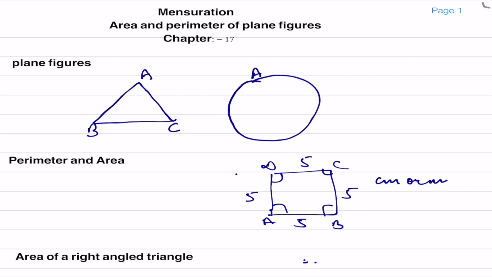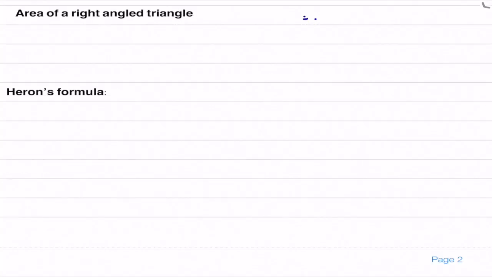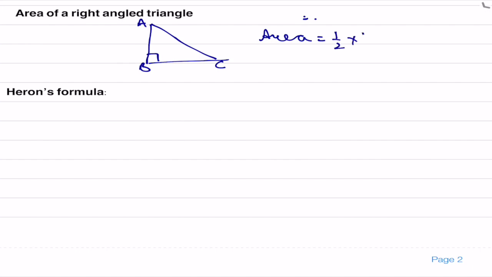Area of any plane figure is a measure of the surface enclosed by its boundary. Means this is the surface enclosed by this figure ABCD, so this is known as area. The unit of the area is square centimeter or square meter, etc. Now we will come to the formulas, that is area of the right angle triangle. A right angle triangle, in which one angle is 90, is known as a right angle triangle. Area of the right angle triangle is half into base into height.